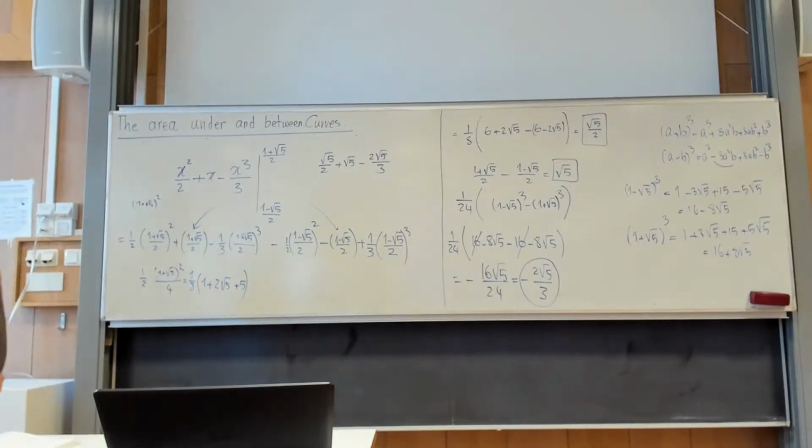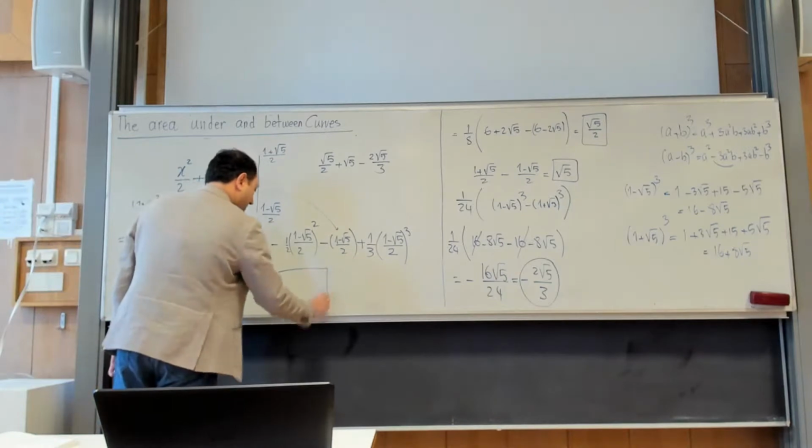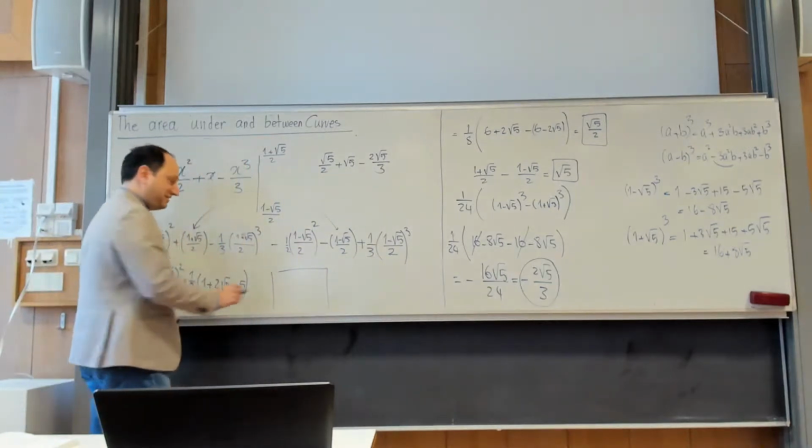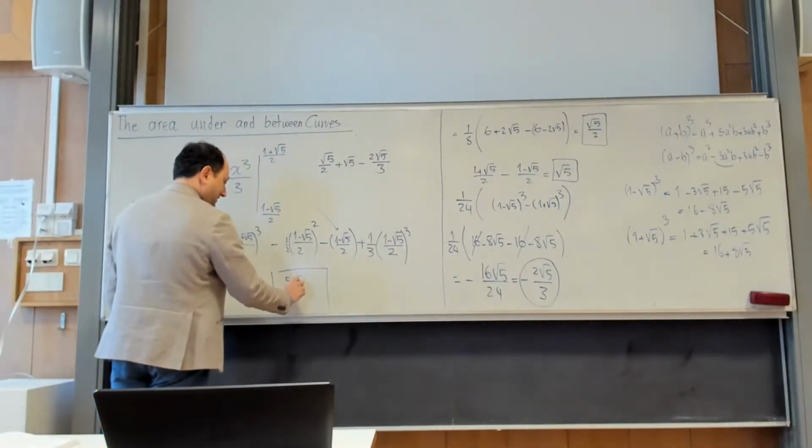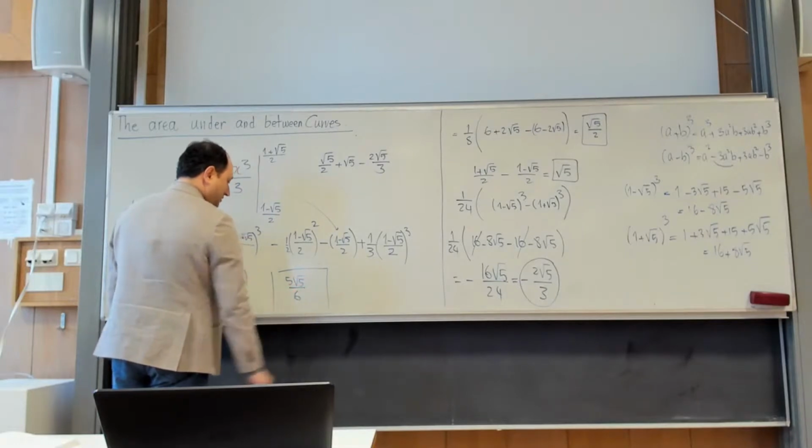5 times square root of 5. 5? No. What happens with the fractions? You mean that the fractions are divided by 6? Divided by 6? So let me. What was your answer? 5 times square root of 5 divided by 6. Okay. So let us check others.